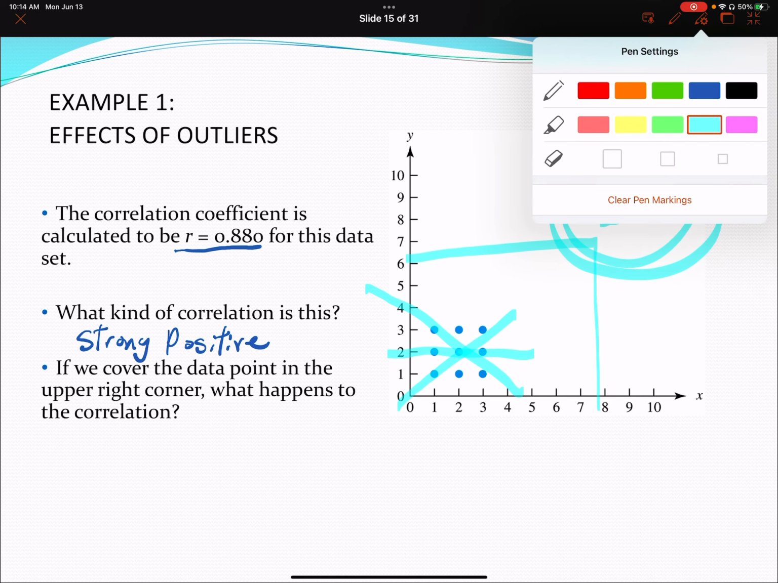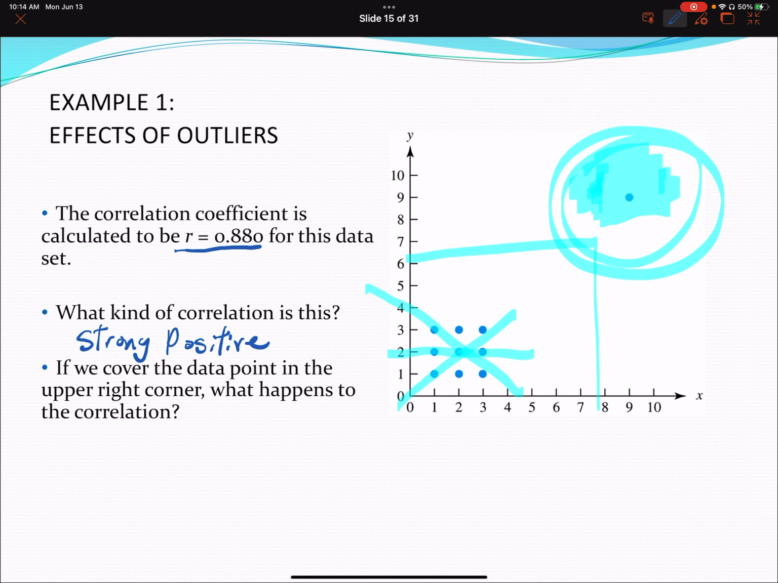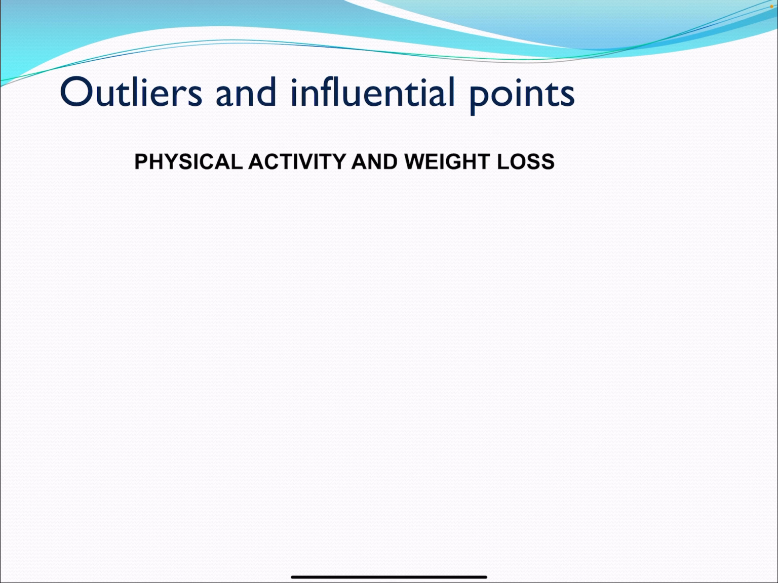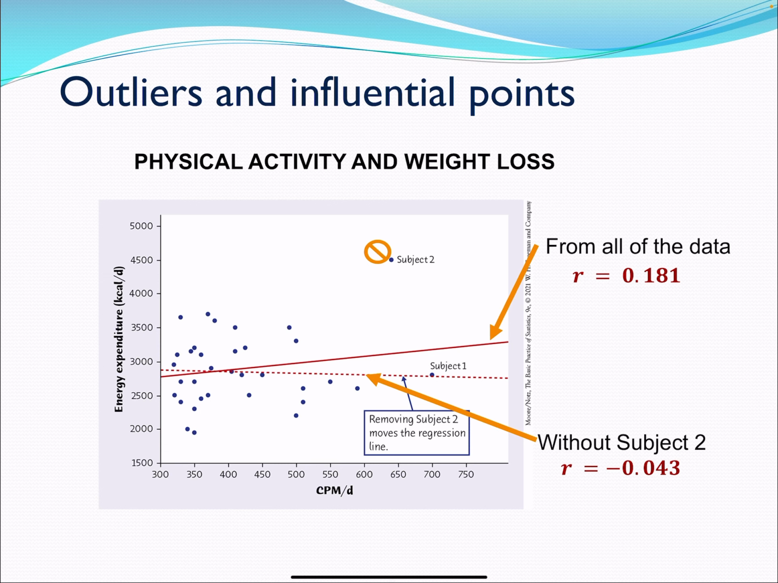So how does that affect my lines of best fit? I'm so glad you asked. Looking at this next example, here we have physical activity and weight loss. Here's our data set, with our explanatory variable and our response variable. Here we have all of our data, including this subject 2. This is quite the outlier. It's really far away from our line of best fit.